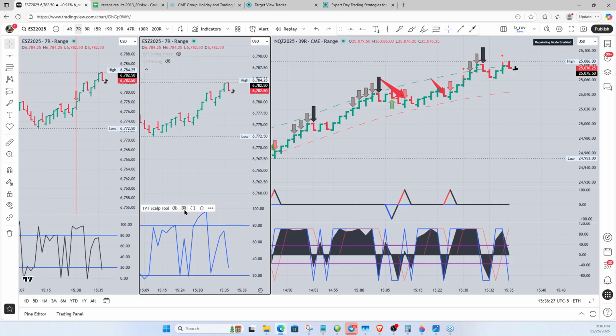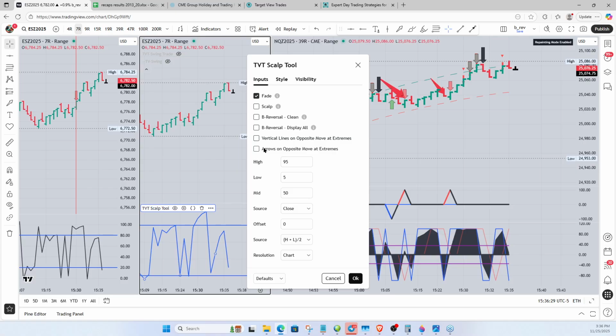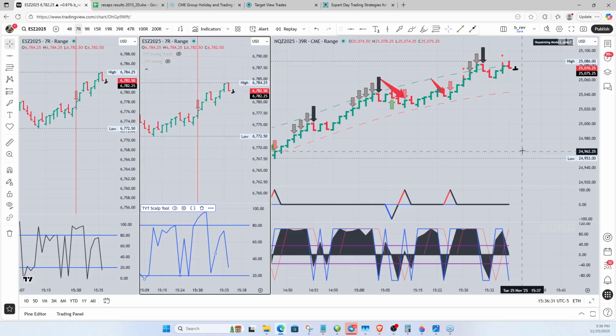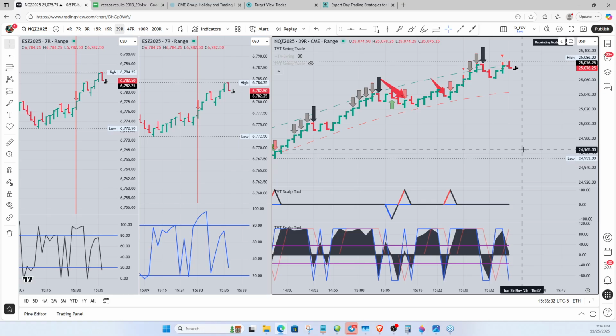Okay, no, I forgot to put the arrows back on this. Arrows and vertical lines. Alright, clean ES7 range, just gave a buy signal. Did it give a... Yeah, that was the one that I just did, Wayne.